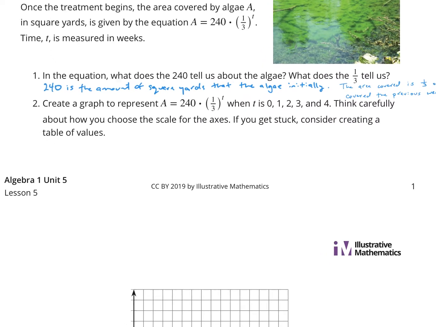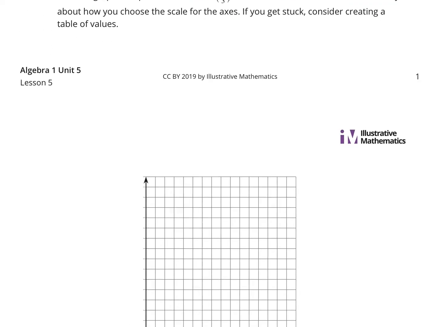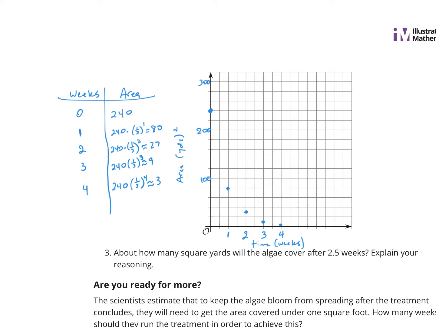Okay, so for question 2, it says create a graph. When t is 0, 1, 2, 3, 4, think carefully about how you choose the scale for the axes. If you get stuck, consider creating a table of values. So what I'm going to do is go ahead and pause the video, finish the graph, and then the next thing you'll see is the graph pop up. All right, so here's a graph.